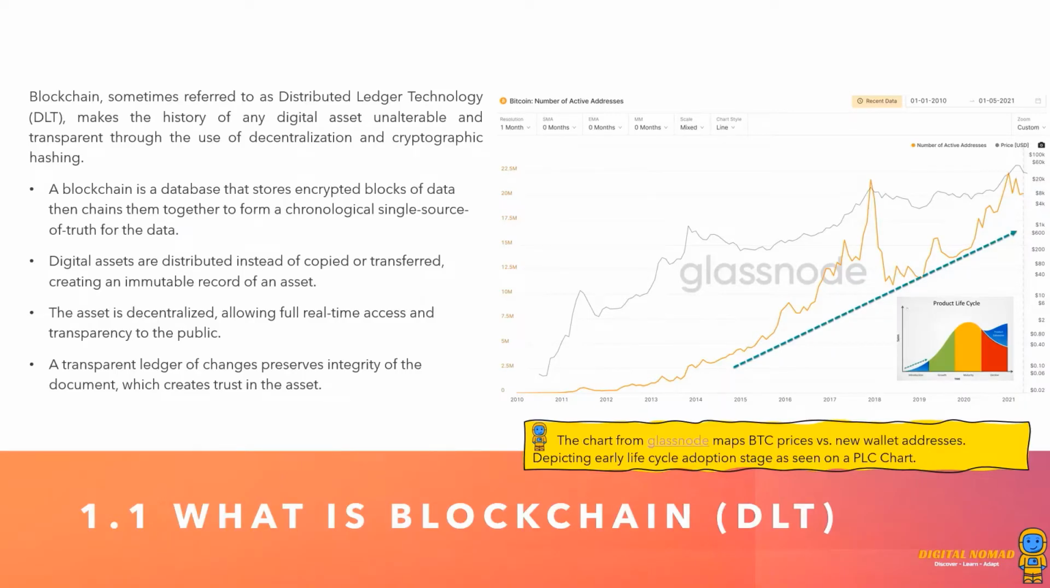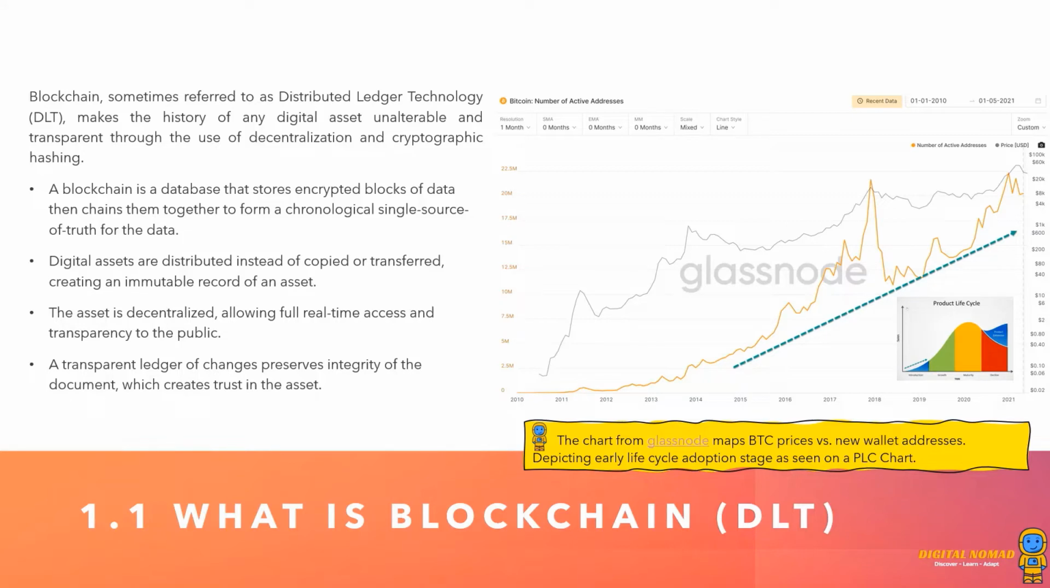Distributed ledger technology. What is it? Blockchain, sometimes referred to as distributed ledger technology, makes the history of any digital asset unalterable and transparent through the use of decentralization and cryptographic hashing. A blockchain is a database that stores encrypted blocks of data, then chains them together to form a chronological single source of truth for the data.